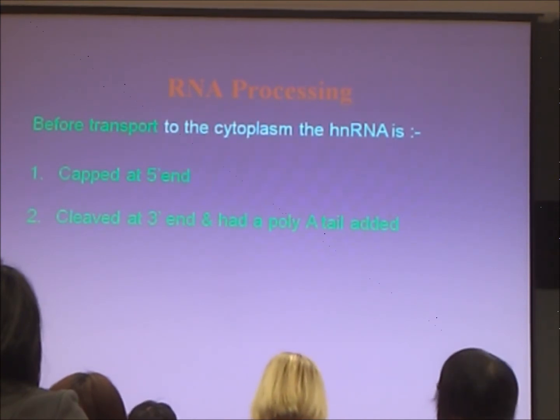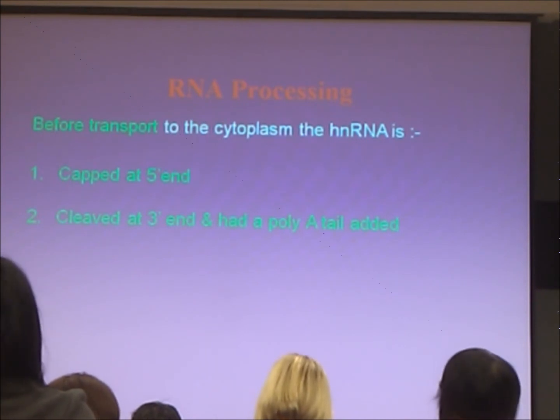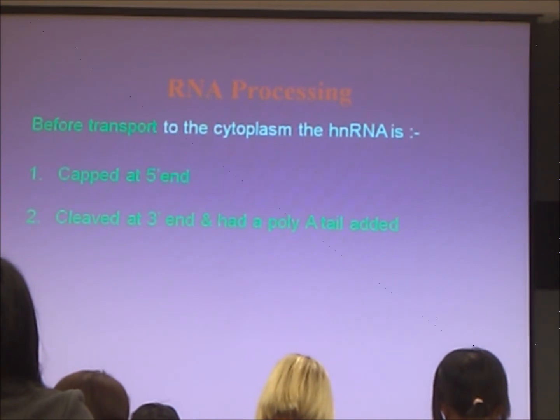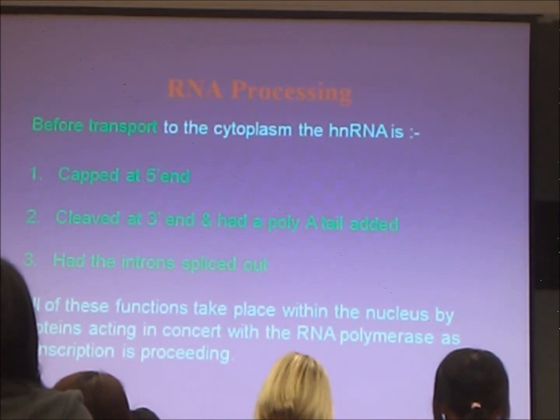You'll remember that the poly-A tail is partly involved in defining the half-life, or the 3' end of the messenger RNA is associated with defining the half-life of that message in a cell. You have to remove the introns, of course. And all of these functions have to happen and are potentially sites for regulation of gene expression.